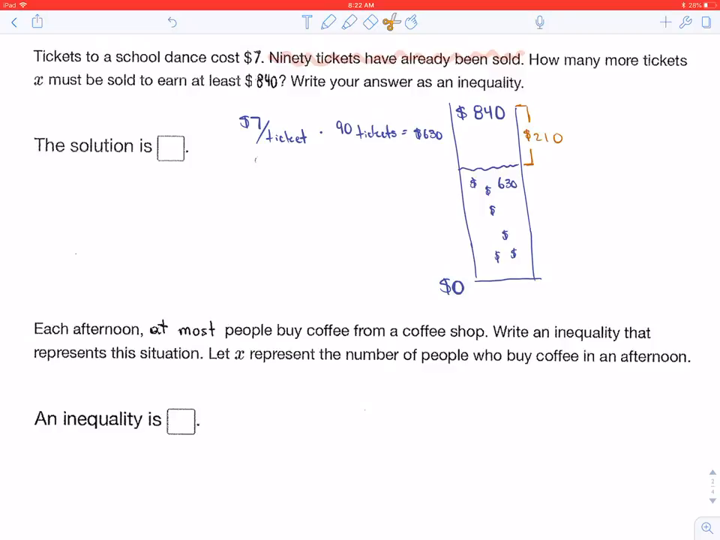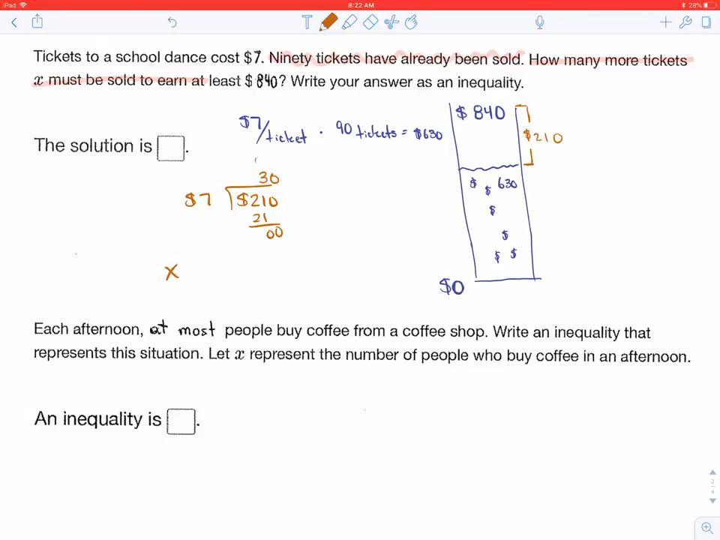Now the question isn't asking how many more dollars you need to make. It's asking how many more tickets X must be sold. If we need to make $210 more, how many more tickets do we need to sell if each ticket costs $7? You determine that by taking $210 and dividing it by the $7 of each ticket. 7 goes into 21 3 times, remainder of 0, and then drop a 0. So we need to sell at least 30 more tickets.